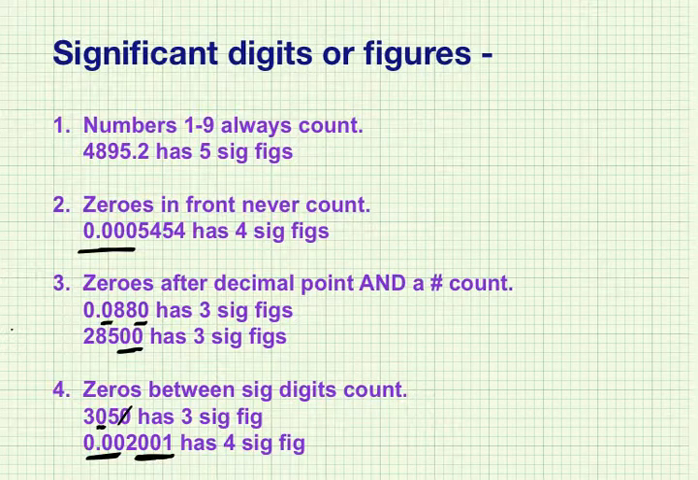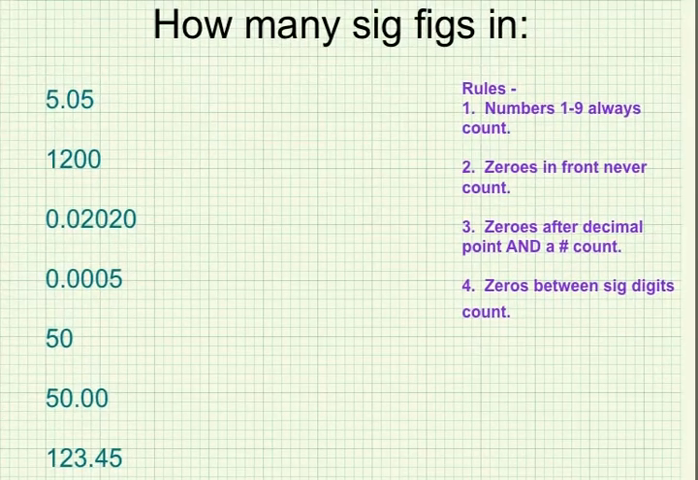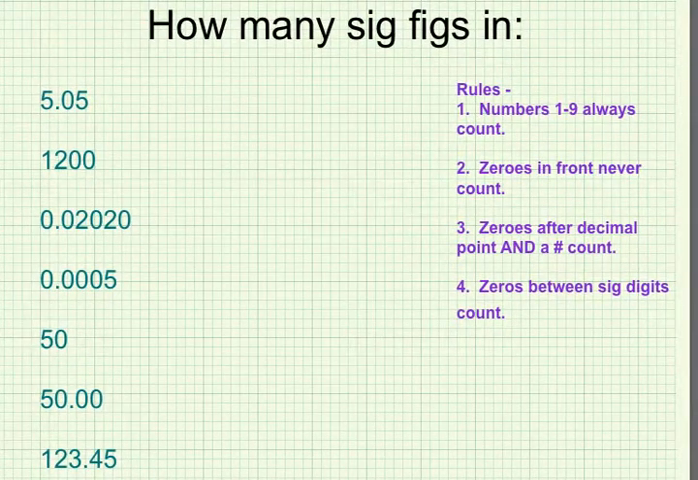All right, now let's go ahead and see if we can practice some examples. I've got these examples over here, and what I did was I just put in the rules again. See if you can identify which rule is going to dictate whether or not all of those numbers are significant. Now we know both 5s are going to count because all numbers 1 through 9 count. So that's rule number 1.